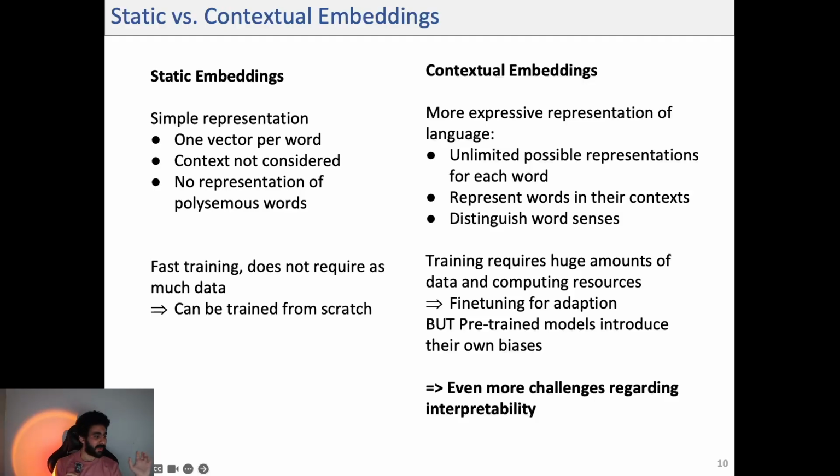This is also why right now most of the contextual embedding models are coming from the industry, because this is where there is a lot of data, a lot of computing power, and a lot of money for this, you know? So we usually use pre-trained models like BERT and fine-tune them for our specific tasks in action.